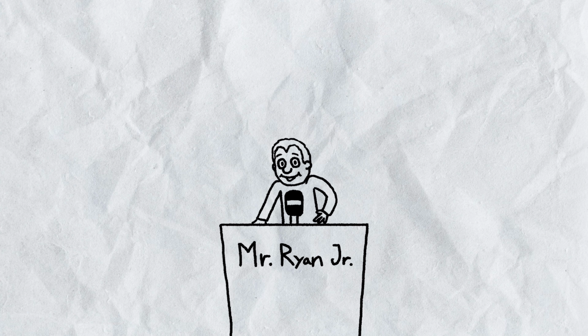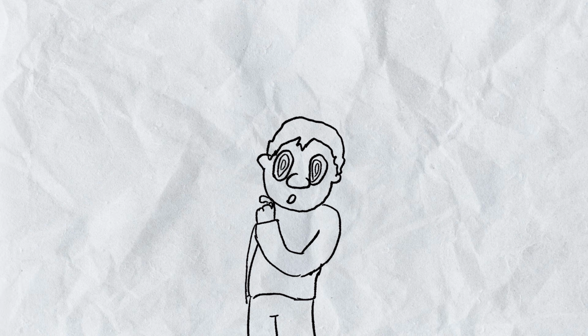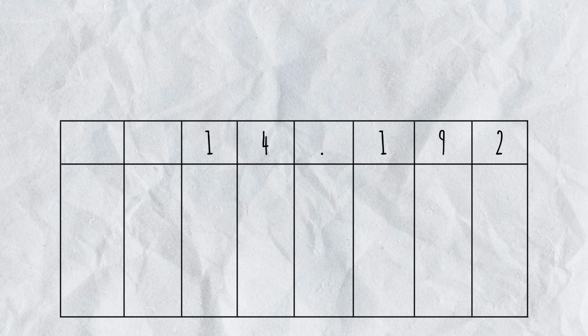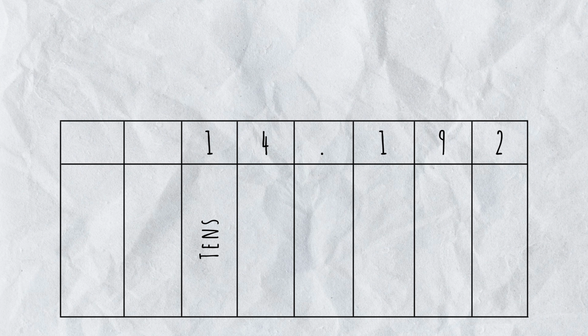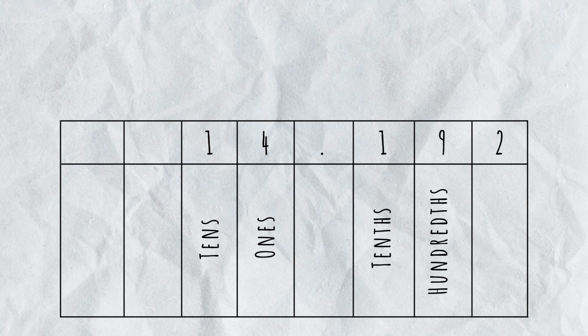So now it's time for the decimals quiz. So Mr. Ryan Jr. is going to write the number 14.192 on the screen. But Mr. Ryan Jr. has bumped his head and he's completely forgot what the headings on the place value table should be for this number. Can you figure it out for him? You have got 10 seconds. Let's go. And if you got that correct, you should have got the tens, the ones, the tenths, the hundredths, and the thousandths.